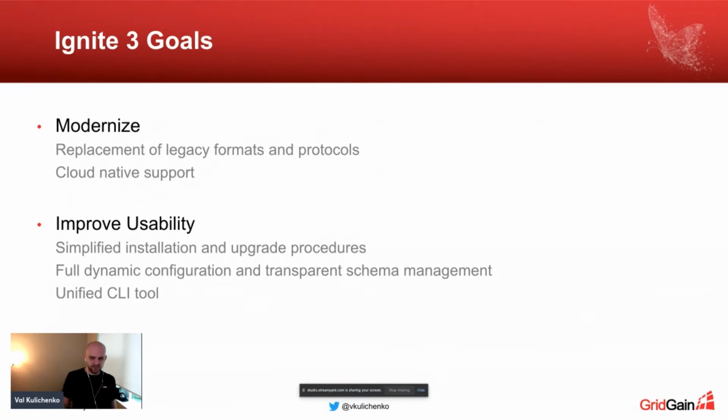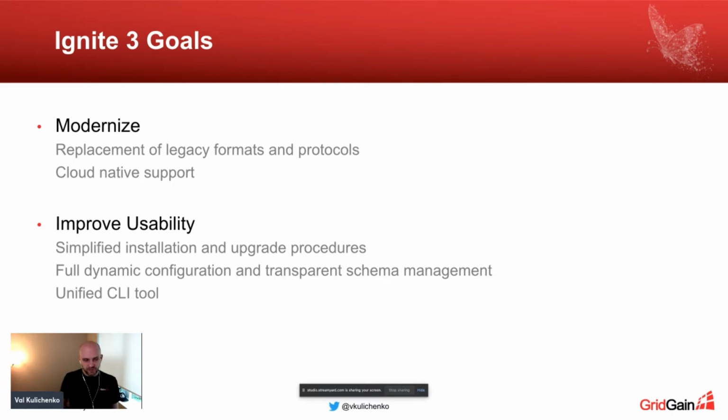And that includes multiple things. Probably the most major ones are improved installation and upgrade procedures. So just make it easier to install and upgrade Ignite, to make sure the user can do that without manually moving jar files around and creating configuration files and these kinds of things. So just simplify those procedures.